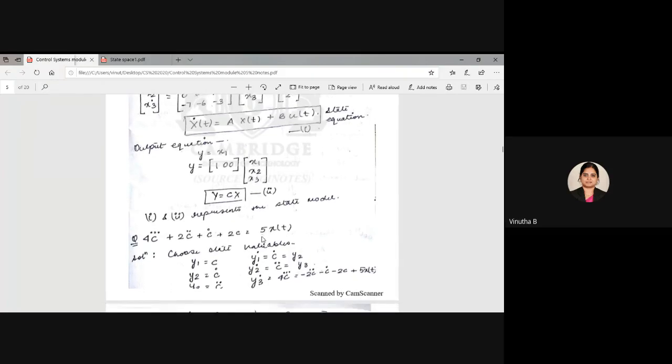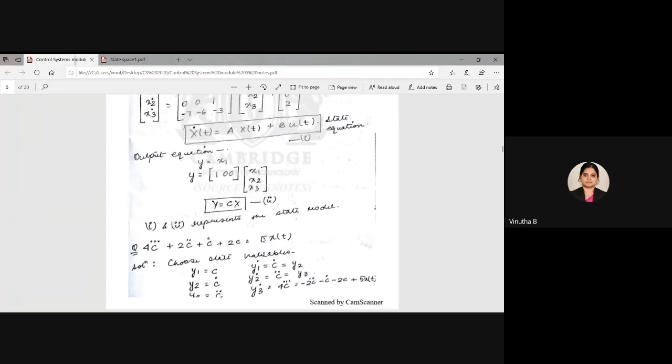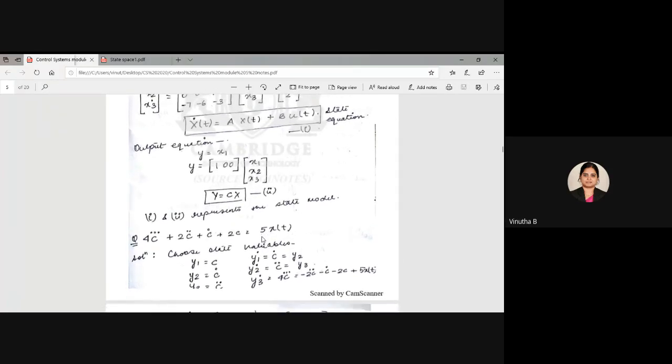4 into c triple bar plus 2 into c double bar plus c single bar plus 2c, which is equal to 5 into x of t. So do this and tell me whether you were able to solve it or not. You can leave the message in the chat box. Okay, I hope you have understood this. So just follow the same steps and solve this one problem now. Okay, do it. I'll stop sharing the screen.